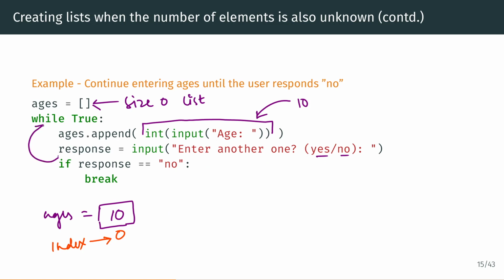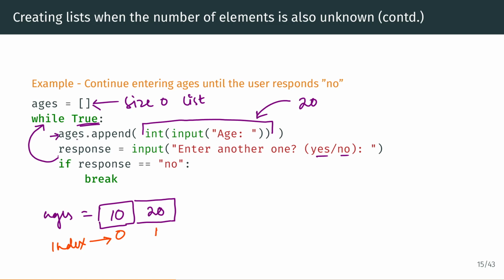And because it's a while true loop, I will come to this statement right here. And then I'll again say ages.append int input enter age. Now let's say the user entered the second age, which is, I don't know, 20, right? At that point, since I say ages.append, what I'm doing is essentially appending an element to the list. So ages will now be a size 2 list, which means it'll have two elements. The first element will still be 10, the second element would be 20, right? And the index of this element would be 1.